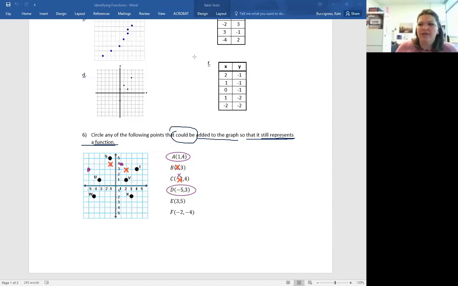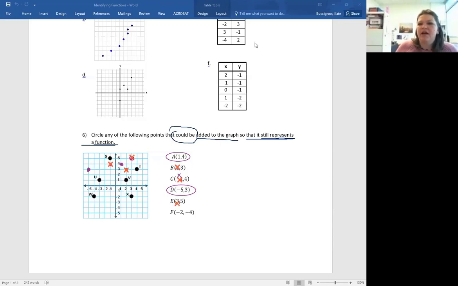Okay. Help me get to point E for me, Miss Murley. Right 3. And 5 up. Good. May I have that point? No. Murley says no. So I can't have that one because it lines up with point X. That would make me not a function.